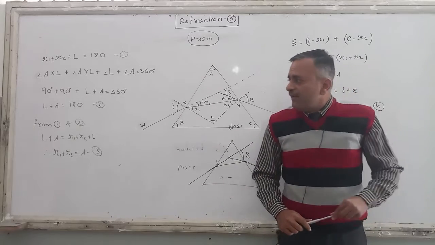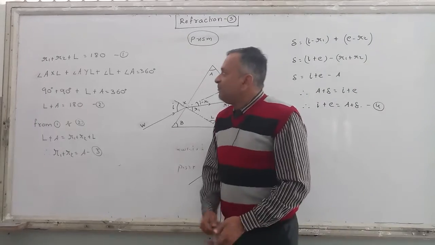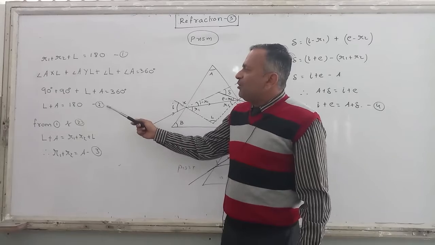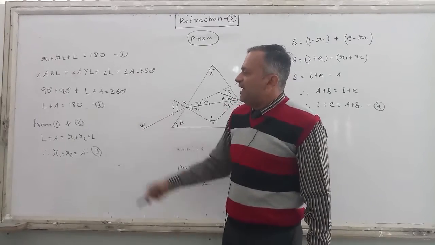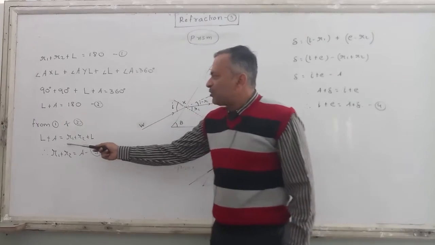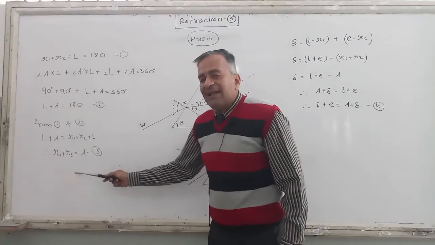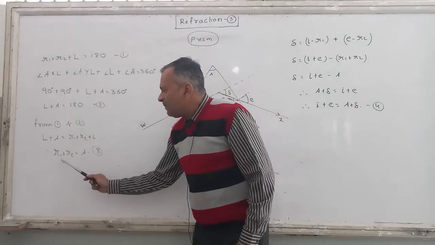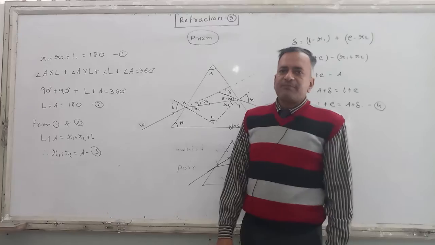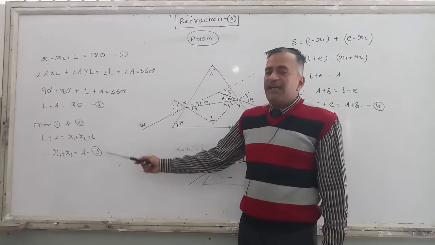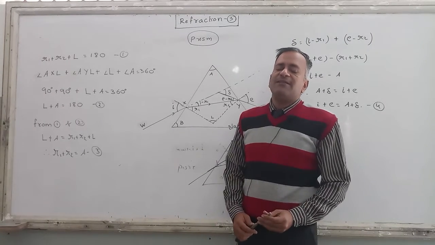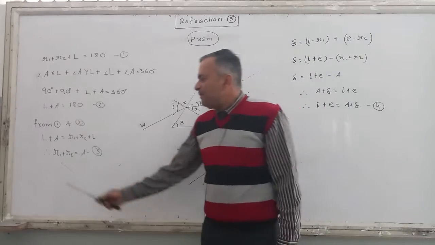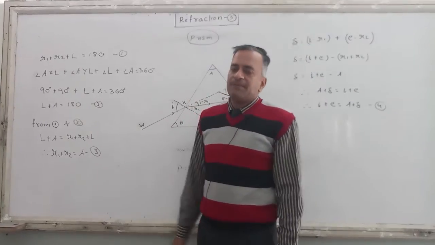सेकेंड इक्वेशन आ गई। अब क्या करना है भाई? कुछ नहीं, इक्वेशन 1 और इक्वेशन 2 को इक्वेट कर दो भाई, दोनों इक्वल टू 180 हैं। व्हाट डू यू गेट? L plus A is equal to R1 plus R2 plus L. L cancel and what is it? R1 plus R2 is equal to A. This is a very important conclusion, right? R1 plus R2 is equal to A.